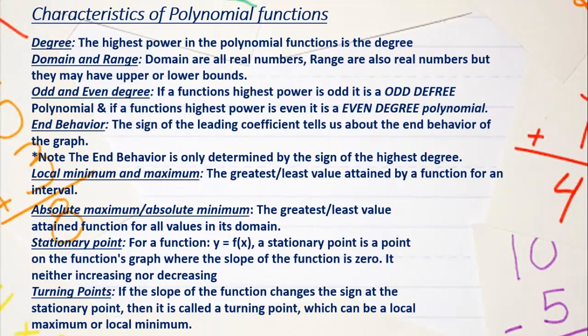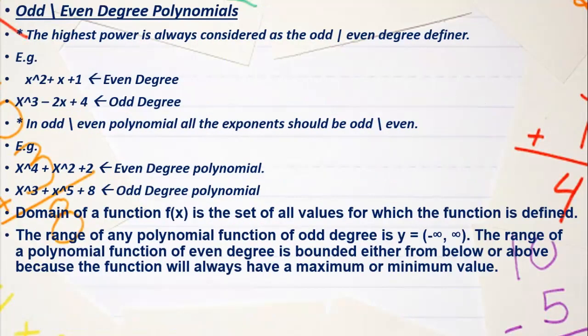Next, we have a stationary point. For a function y equals f(x), a stationary point is a point on the function's graph where the slope of the function is 0. It is neither increasing nor decreasing. And the last is the turning point. If the slope of a function changes sign at the stationary point, then it's called a turning point, which can be a local maximum or a local minimum.